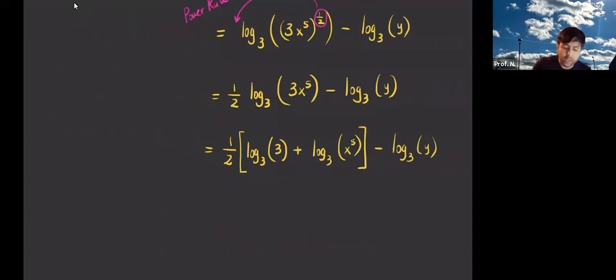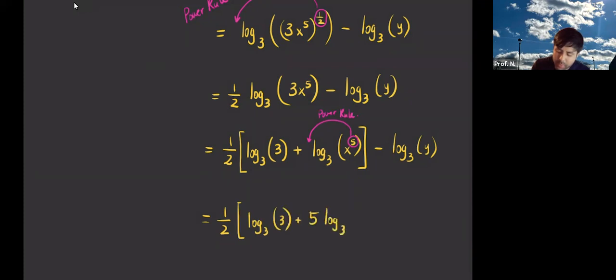And then what I could do is distribute the 1/2. But before I do that, I realized, hey, look, there's a 5 in here. I can also place this outside of the log in front by the power rule again. So I apply the power rule. So I apply the product rule first, and then I apply the power rule. And I get 1/2, still going to have these square brackets for now, log base 3 of 3 plus 5 log base 3 of x, minus log base 3 of y.